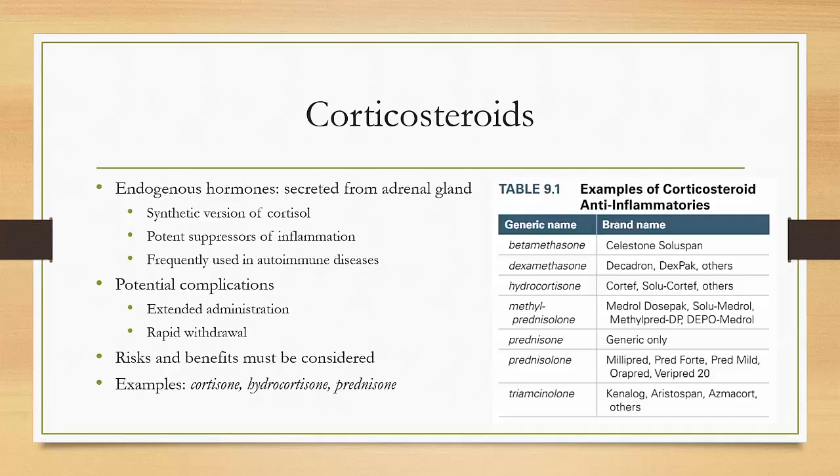Corticosteroids have historically been used for pain relief in inflammatory conditions. These drugs are frequently prescribed classes of drugs. Because corticosteroids exert effects on almost every organ system, extended administration and withdrawal that is made too rapidly may be complicated by serious side effects. The decision to institute therapy with systemic corticosteroids always requires careful consideration of the relative risks and benefits in each patient. Table 9.1 lists examples of corticosteroid anti-inflammatories.